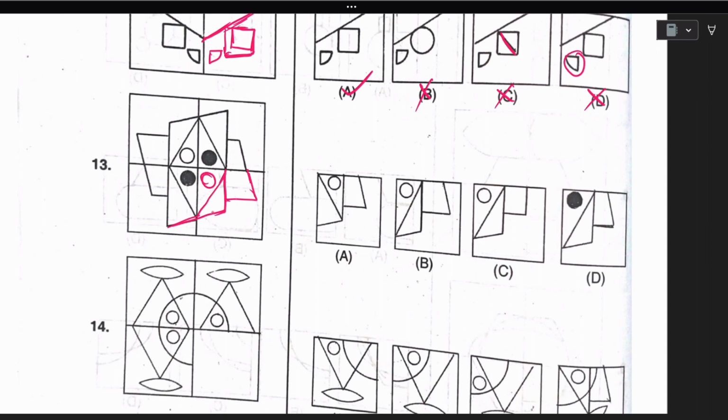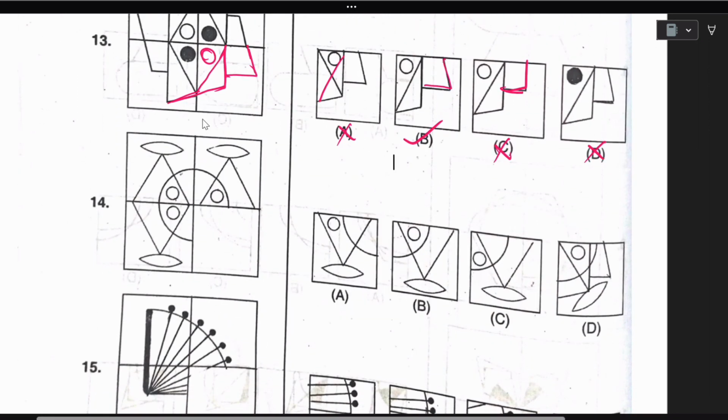So we have to check for this figure in the answer figures. First of all, D is shaded, so we will be eliminating D, and then here the line should be in this direction, but it is given in the other direction, so A is also eliminated, and then we are left with B and C. But here it is straight and we want it like this, right? So C is also eliminated and the correct answer is B. And the next one is the 14th one.